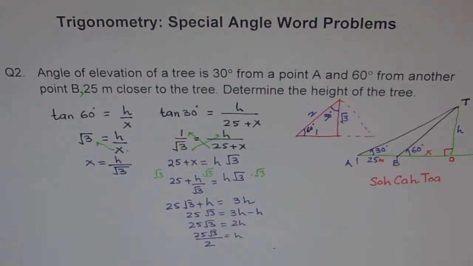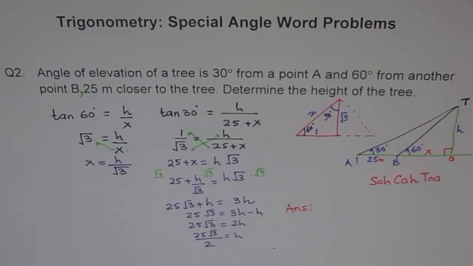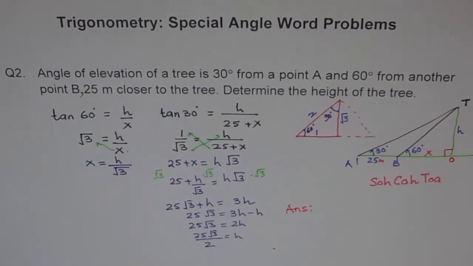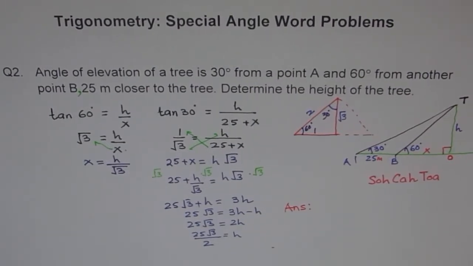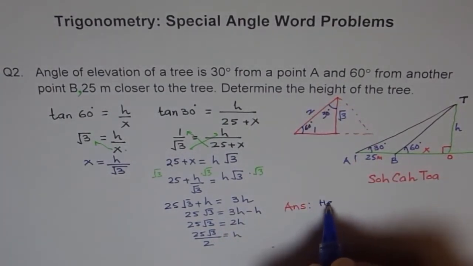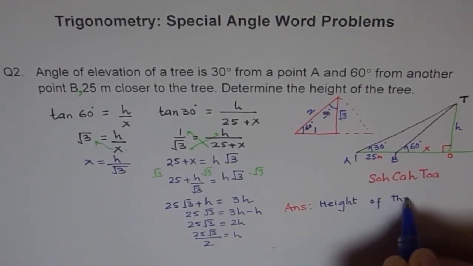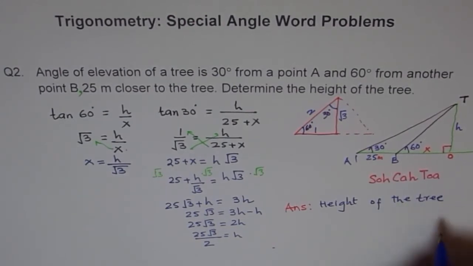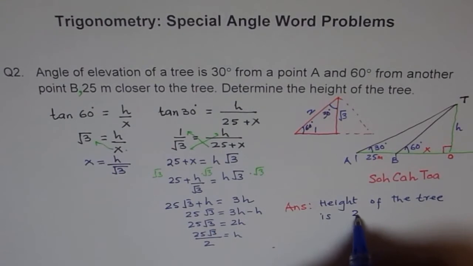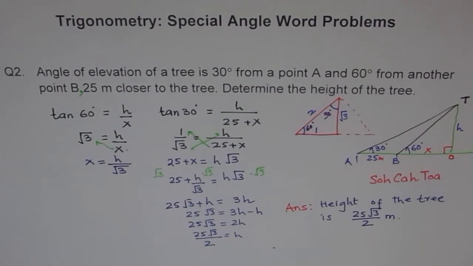So as I always emphasize, it's a word problem, so you need to write very clearly what the answer is. Don't ever forget to write the answer very clearly, okay? Now it says determine the height of the tree. So you say height of the tree is how much? Is 25 square root 3 over 2, correct? And what are the units? Units are meters. Don't forget meters as the unit, or the units in the question, right?